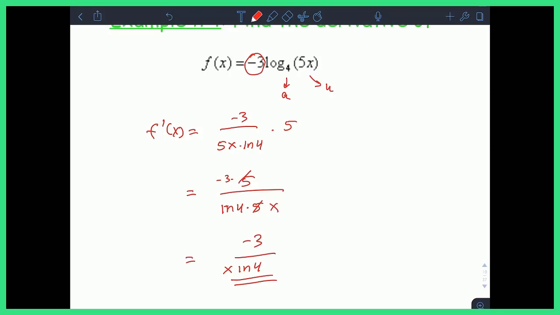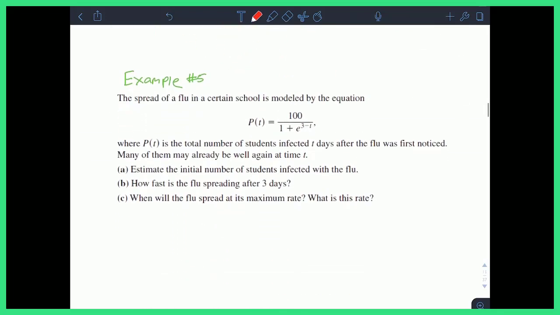All right? Okay, let's take a look at example number 5. Example number 5 says the spread of flu in a certain school is modeled by the equation P of t equals that, where P of t is the total number of students infected t days after the flu was first noticed. Many of them may already be well again at time t. So part A asks you to estimate the initial number of students infected with the flu.